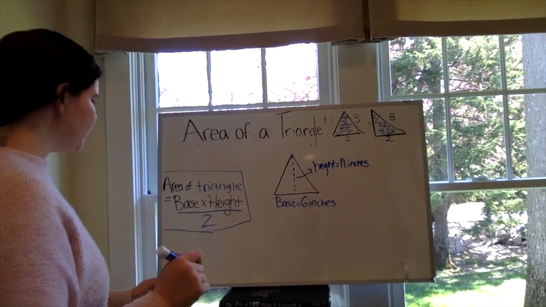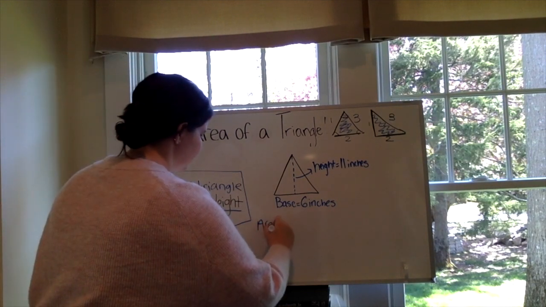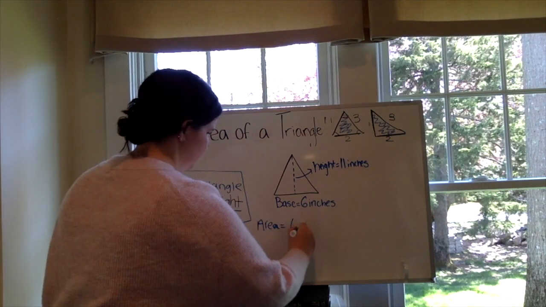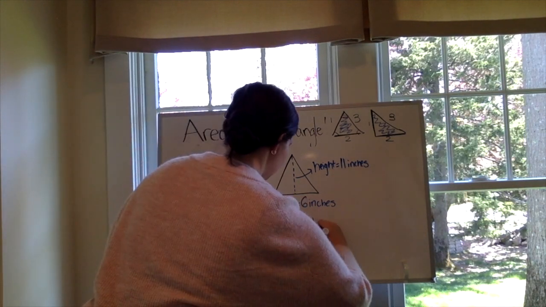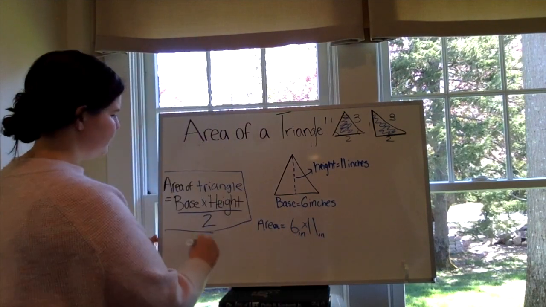So if we use our formula, we know we're doing the base, so the area is equal to the base of 6 inches times the height of 11 inches. Ms. Anderson did not include her units. There she goes. Divided by 2.